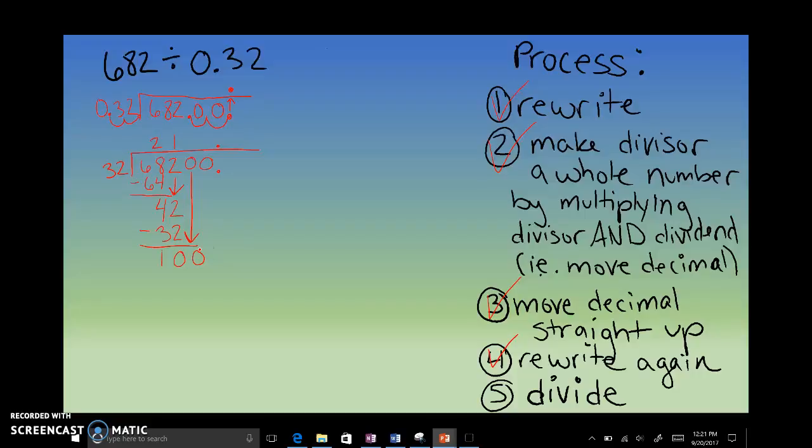We're going to ask ourselves, how many times can 32 go into 100? Think about that for a second. And we'll try 3. So 3 times 32 gives us 96. We'll subtract that.